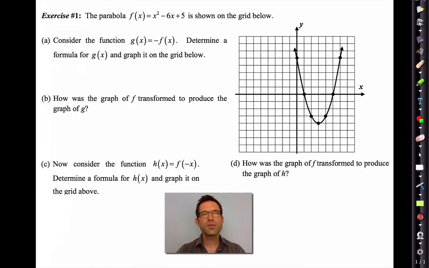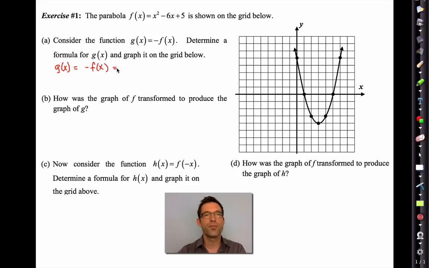In exercise 1, we've got the parabola f of x equals x squared minus 6x plus 5 plotted. Just trust me, that's the correct plot. Letter A says, consider the function g of x equals negative f of x. Determine a formula for g and graph it on the grid below. We're going to be using the graphing calculators to generate a table of values, but we've got to create the formula to generate that table of values. So g of x is going to be negative f of x.